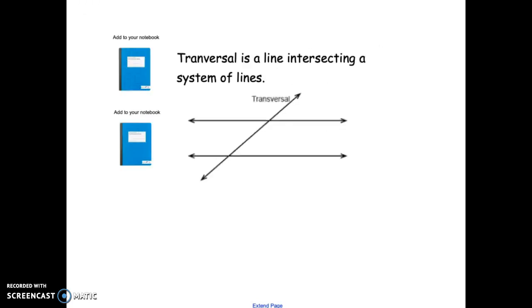All right. So let's put this in our notebook, both the picture and the definition. Transversal is a line intersecting a system of lines. So this is the transversal. When you draw that picture, make sure you label the transversal. Go ahead and pause the video and add that to your notebook, and when you're ready, hit play again.